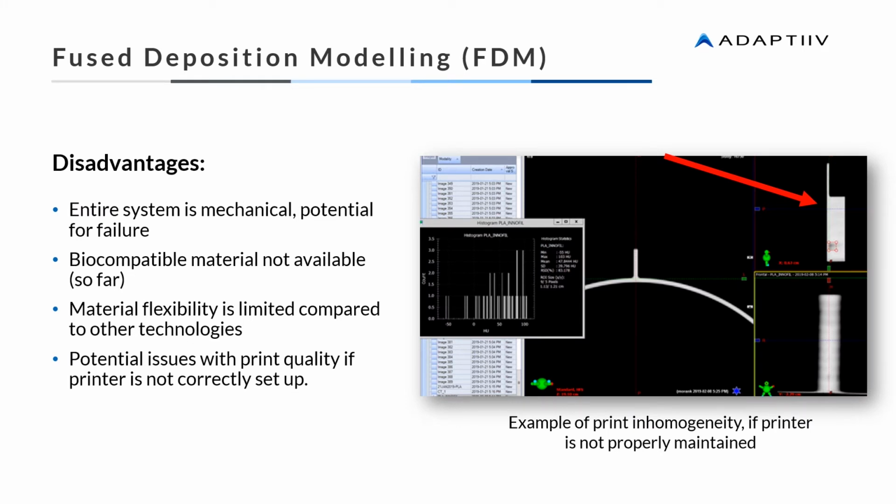FDM printing does present its challenges, however. Every element of the printer is based off a motion system, making it simple, however, potentially failure-prone. FDM filaments currently available on the market do not offer biocompatible options, at least so far. Flexible filaments possess some level of flexibility, however, their softness is limited compared to other printing technologies. And if not maintained or set up properly, poor print homogeneity can be evident, thus requiring frequent printer maintenance.